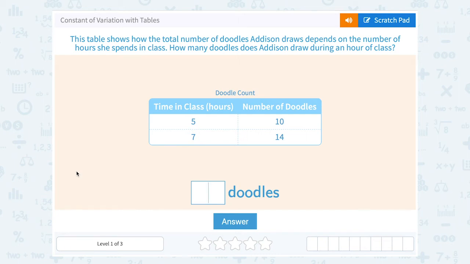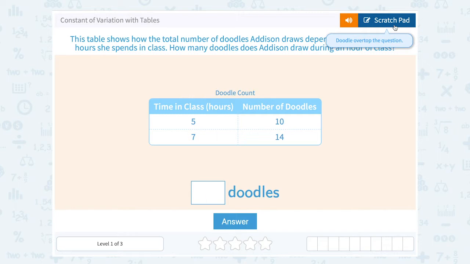Let's take a look at how to find the constant of variation with tables. This table shows how the total number of doodles Addison draws depends on the number of hours she spends in class. How many doodles does Addison draw during an hour of class?